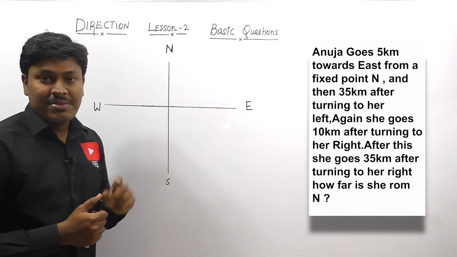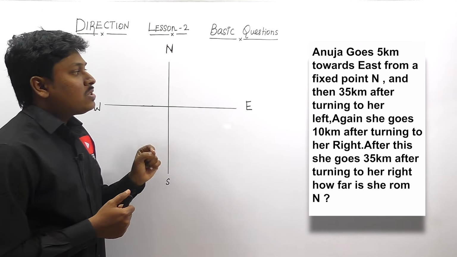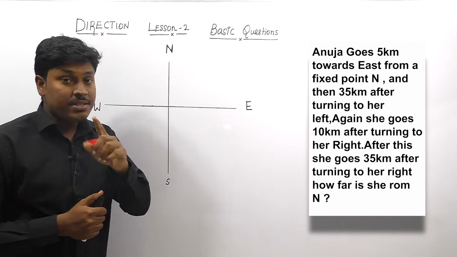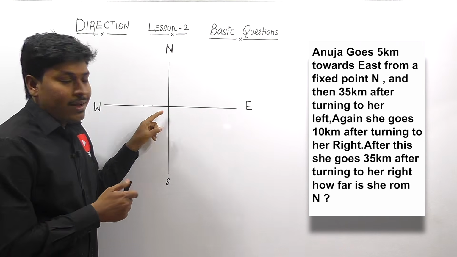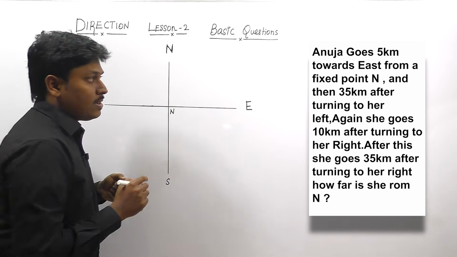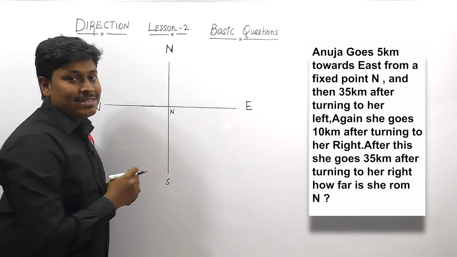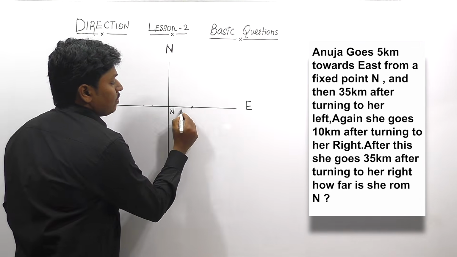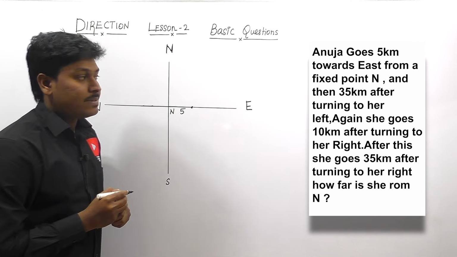Let me move on to the first question, friends. Anuja goes 5 km towards east from a fixed point N. So friends, you know that this is called a fixed point, and this fixed point is denoted by N, right? So there is a girl Anuja who goes 5 km towards east. The girl Anuja walks 5 km. So I can say that this is 5 km and she is walking towards east.